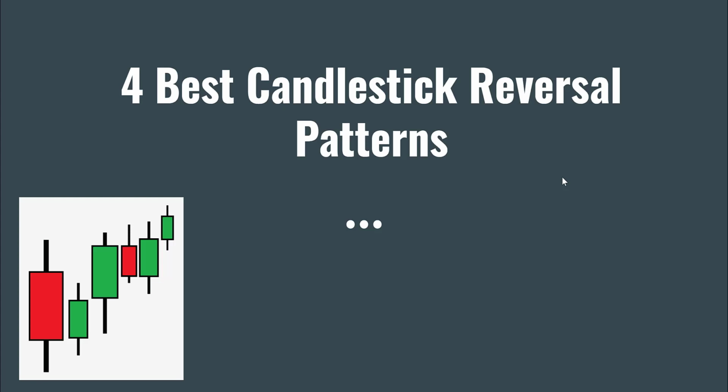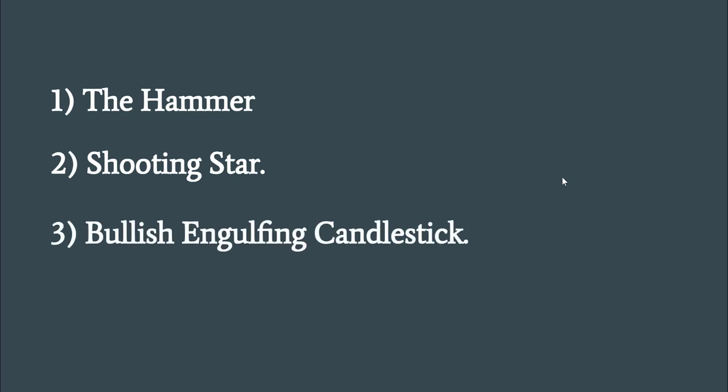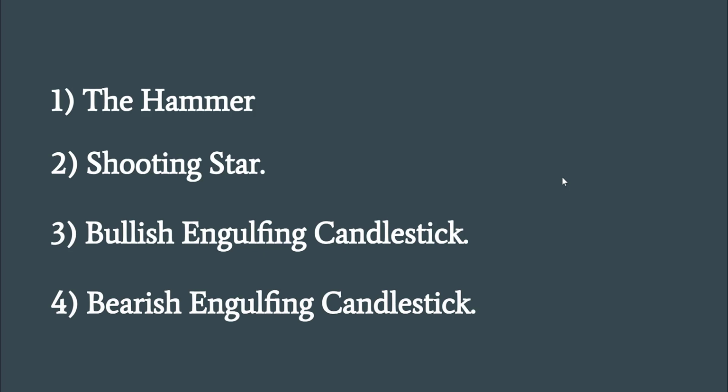So let's get on with what we have today. I want to talk about the 4 best candlestick reversal patterns that I use in my trading. Number 1 is the hammer. Number 2, we have the shooting star. Number 3, bullish engulfing candlestick, and number 4, the bearish engulfing candlestick. So these are my favorites.